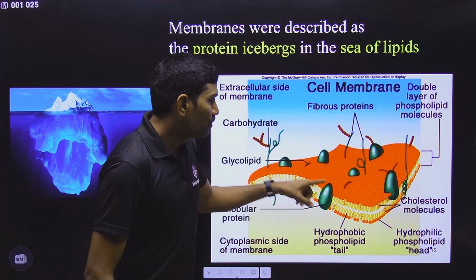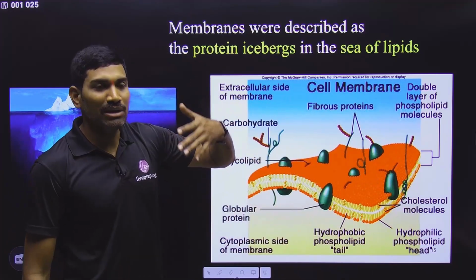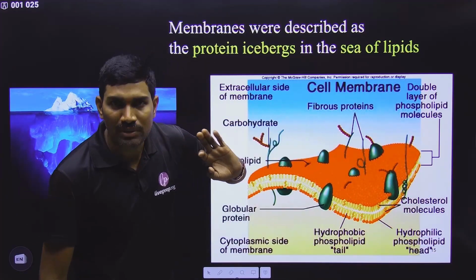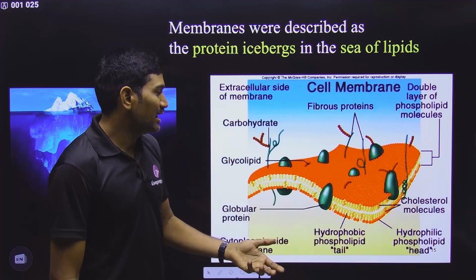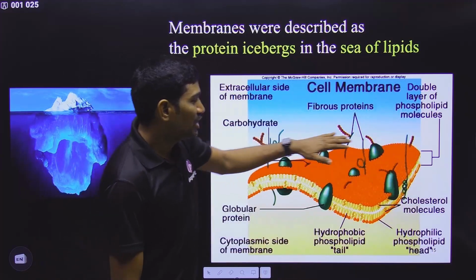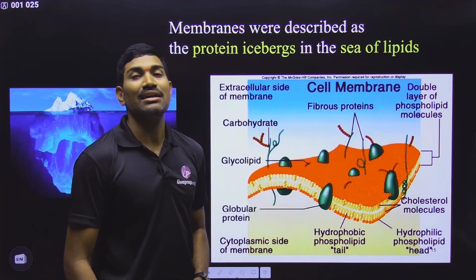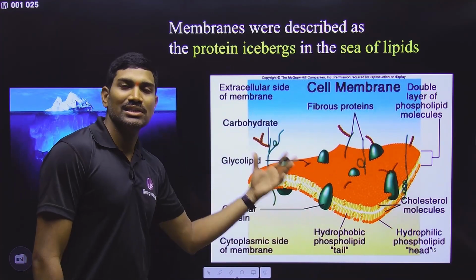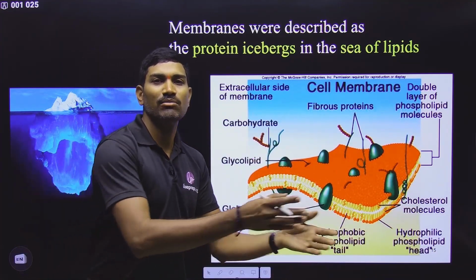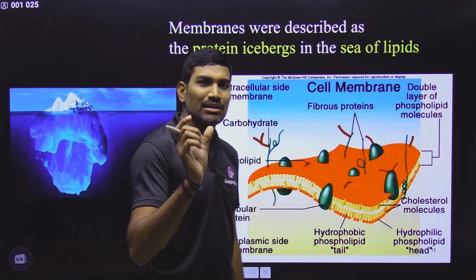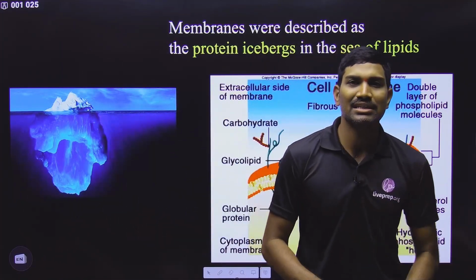So fluidity is with respect to the ability of these molecules to move within the membrane, and the mosaic they are saying because lipids are present continuously, but proteins are present here and there. So that's why it is a mosaic. So this type of model is called a fluid mosaic model. That's it. If you understand the meanings of these individual words, you can easily understand the model.